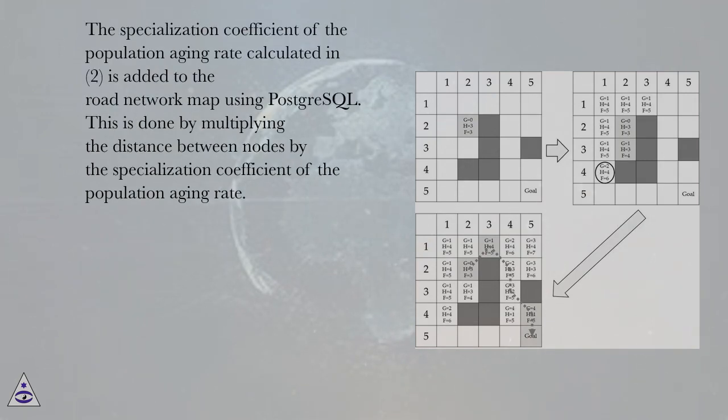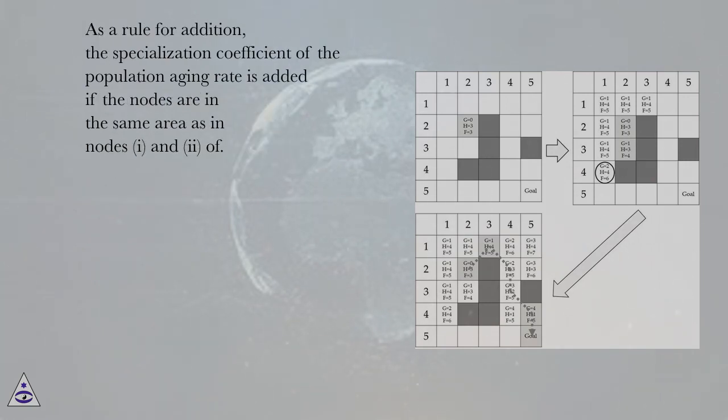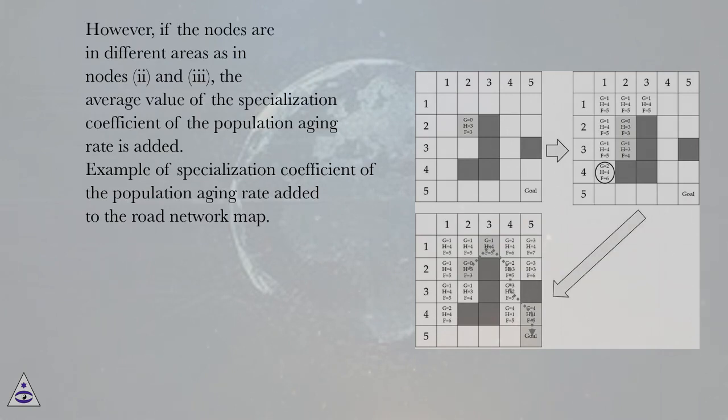The specialization coefficient of the population aging rate calculated in (2) is added to the road network map using PostgreSQL. This is done by multiplying the distance between nodes by the specialization coefficient of the population aging rate. As a rule for addition, the specialization coefficient of the population aging rate is added if the nodes are in the same area, as in nodes 1 and 2. However, if the nodes are in different areas, as in nodes 2 and 3, the average value of the specialization coefficient of the population aging rate is added.